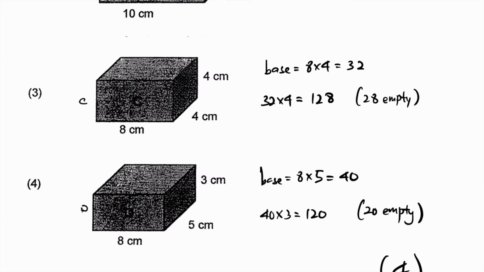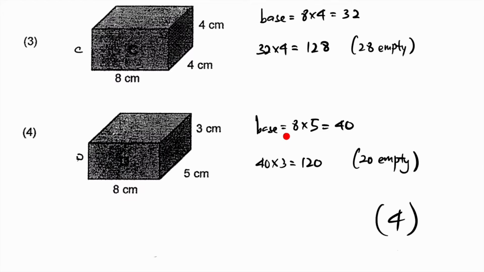That's why I wrote here. Next, base area here, 8 times 5 is 40 cubes. With the height of 3, we can fit a maximum of 120. That's 20 spaces empty compared to 28 spaces empty. So we want the one that's the least amount of empty space. Therefore, the choice is number 4.